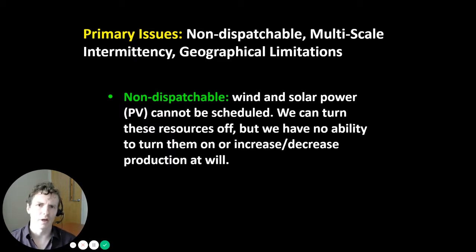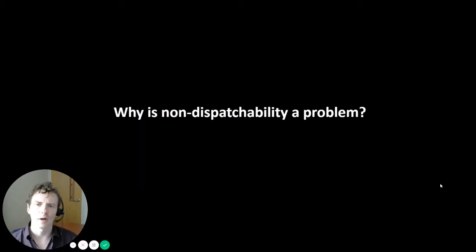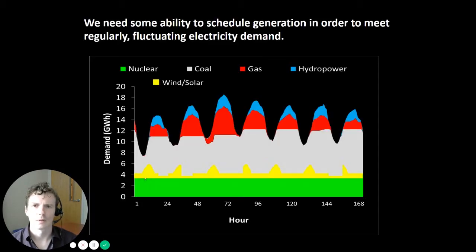First, talking about the non-dispatchable nature of wind and solar. So we can turn these resources off. We can curtail them somewhat at will, but we really don't have much of an ability at this point to turn them on or increase or decrease production at will. So, why is this a problem? Why is it important to have some types of power plants that we can turn on and can ramp up at will? And so, the answer to that is that we have electricity demand that fluctuates all the time.